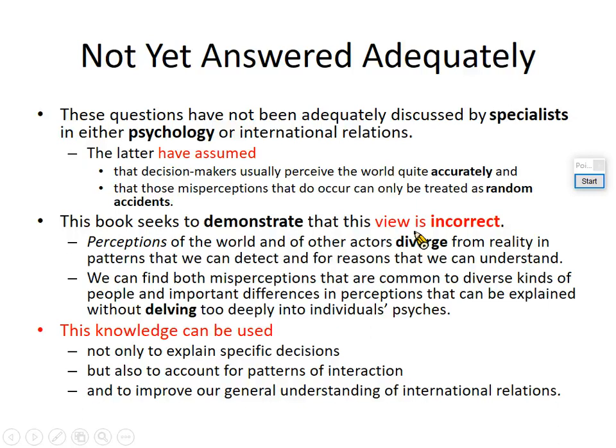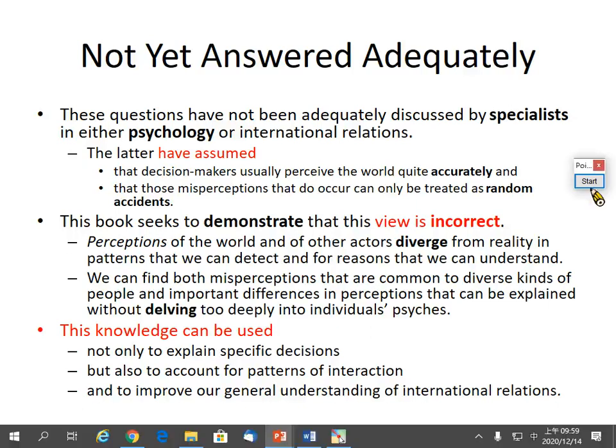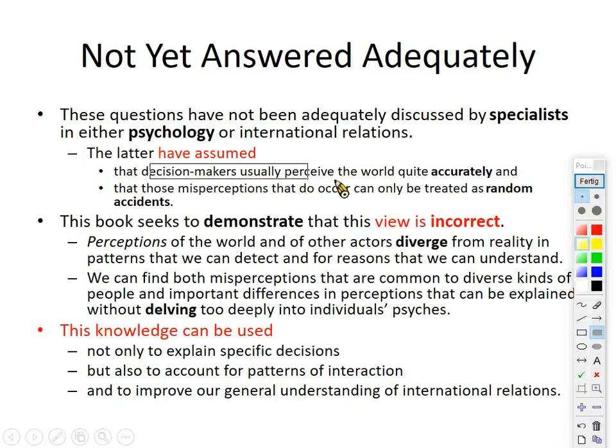For experts in international relations, they always assume one thing. Here is a very important one. They always perceive that those people who decide on behalf of us perceive the world quite accurately, which is not true. But they always assume that. And those misperceptions that do occur, if something really occurs, are just random accidents. They do not do this on purpose, in other words.